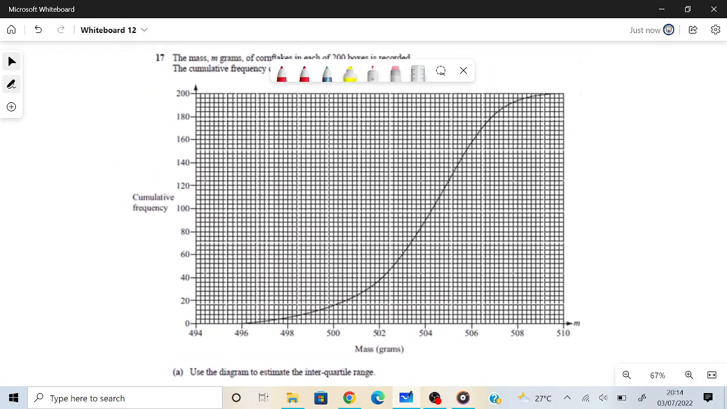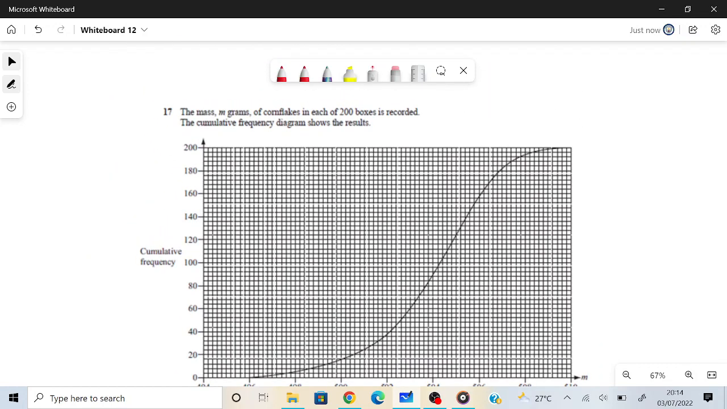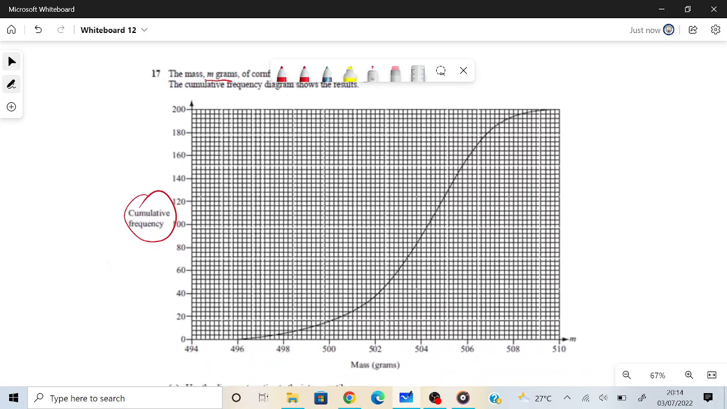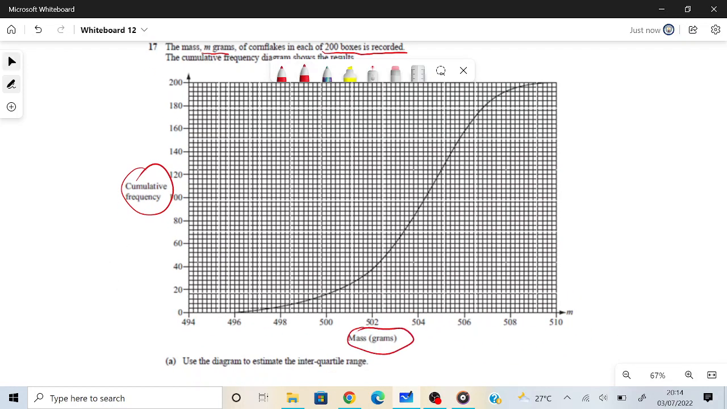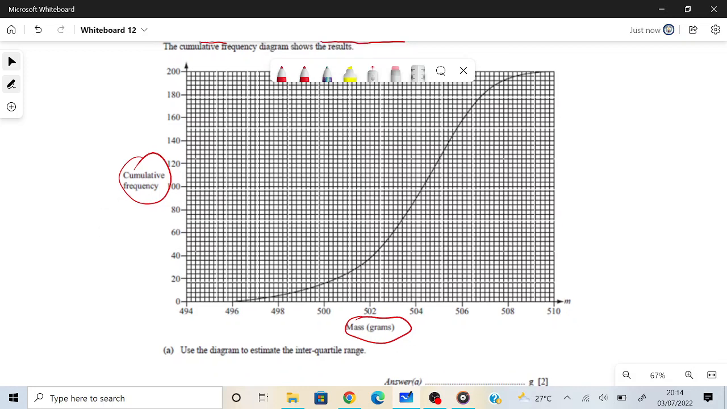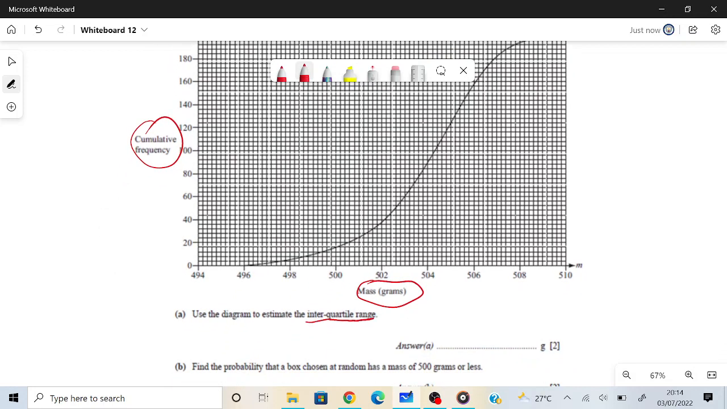So let's do this. It says the mass m grams of cornflakes in each of 200 boxes is recorded. The cumulative frequency diagram shows the results. We have cumulative frequency on the y-axis, and on the x-axis we have mass in grams. It says use the diagram to estimate the interquartile range. As I said earlier, interquartile is simply upper quartile minus lower quartile.